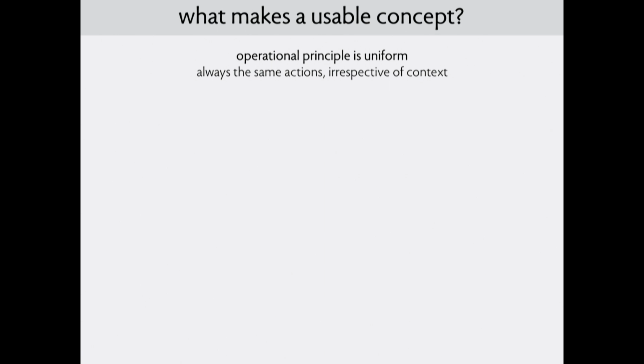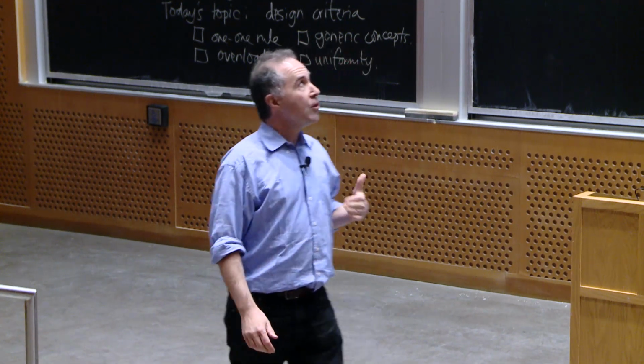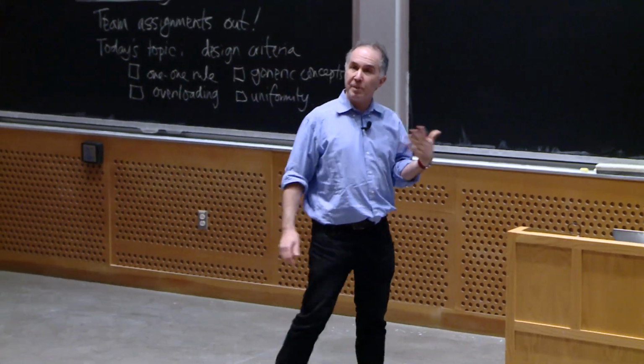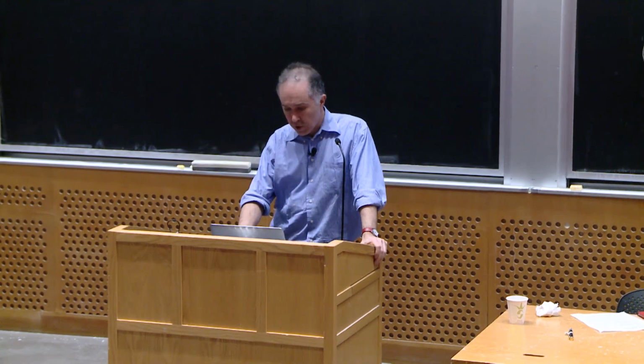If you recall, the operational principle is that archetypal scenario. It's what you actually need to do to use the concept. And by uniform, what I basically mean is you always do the same thing, right? When you want to fulfill a particular task, it always looks the same. So let me give you an example of where that's not true.